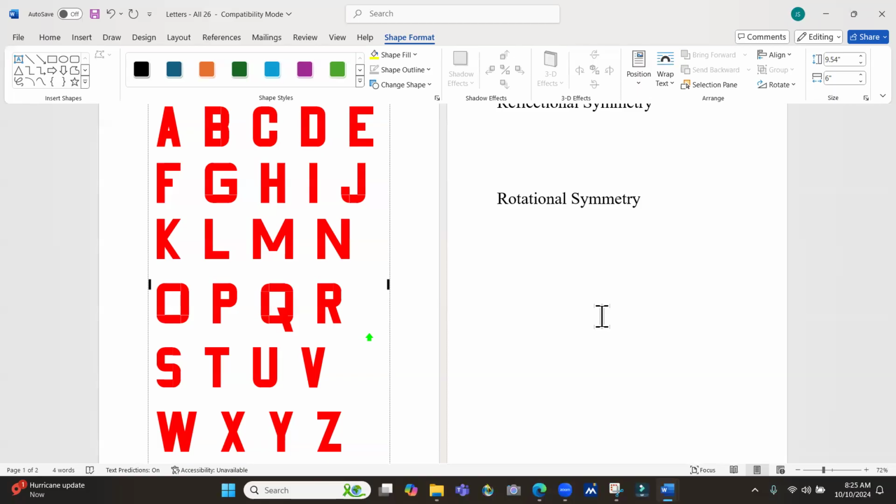J has neither. Q has neither. E, A, D, C, they have reflectional symmetry. Rotational symmetry, Z is a good example. S is a good example. S doesn't have a reflectional symmetry, but has rotational symmetry. And O, this one is a rectangular O. It's not a perfect circle. But if you had a perfect circle, it will have both rotational and reflectional symmetry.